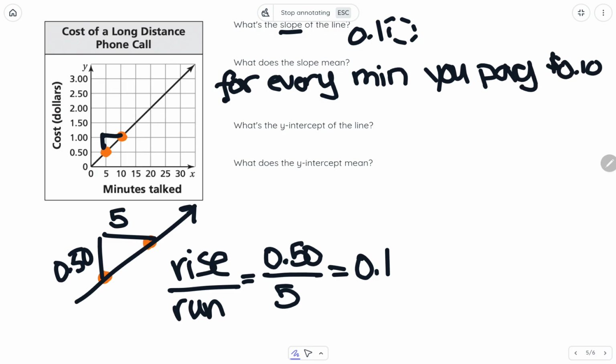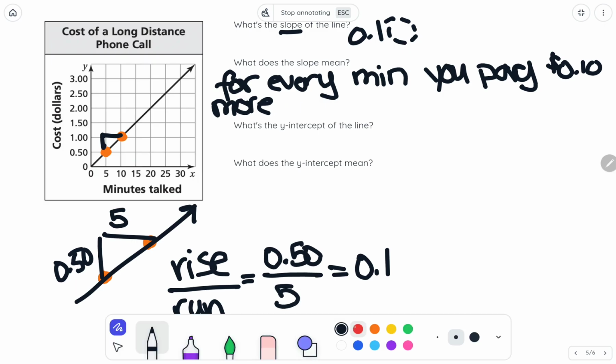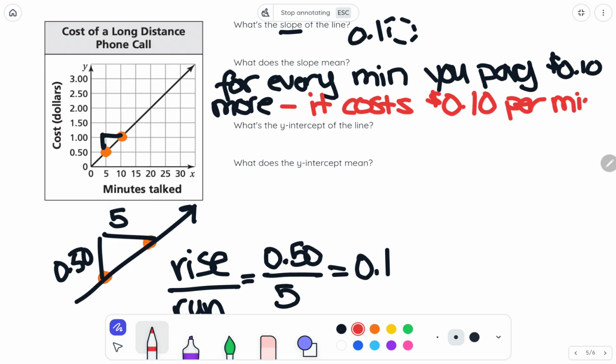10 cents more. Or I'll do it in a different color. You could say something along the lines of it costs 10 cents per minute, right? That's a more concise way of saying this, that for every minute you pay 10 cents more. It just costs 10 cents per minute to talk on the phone.